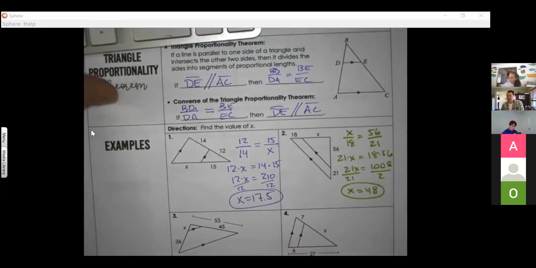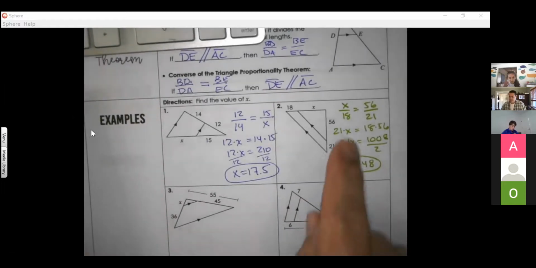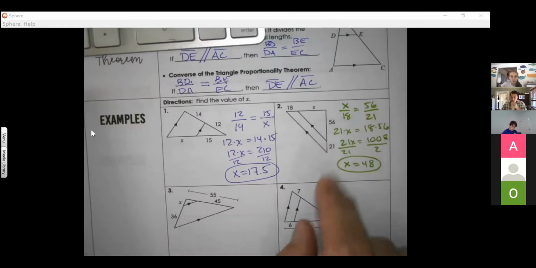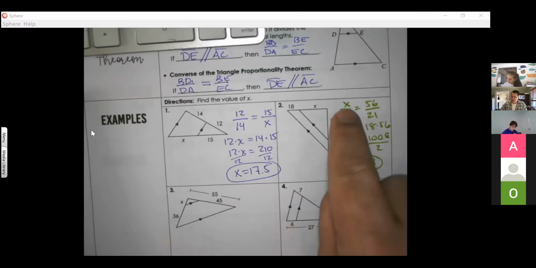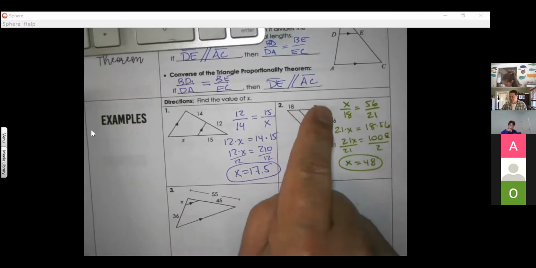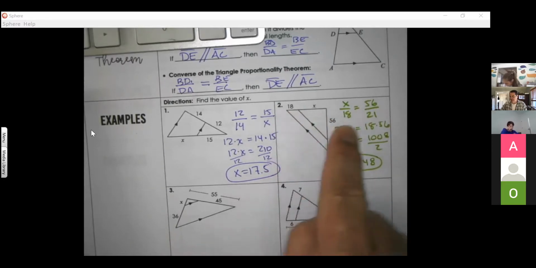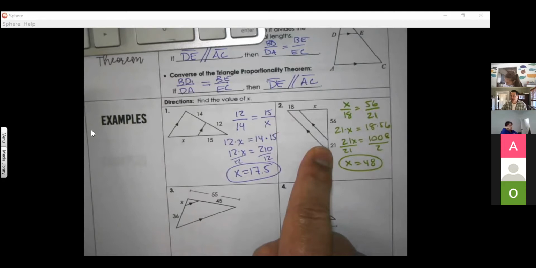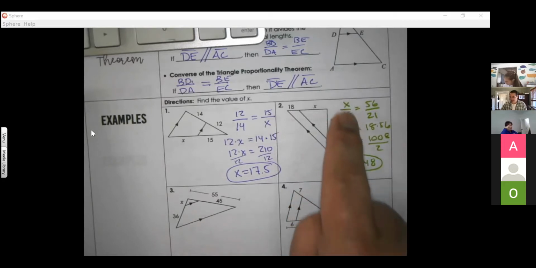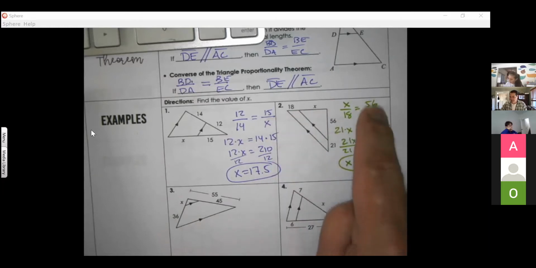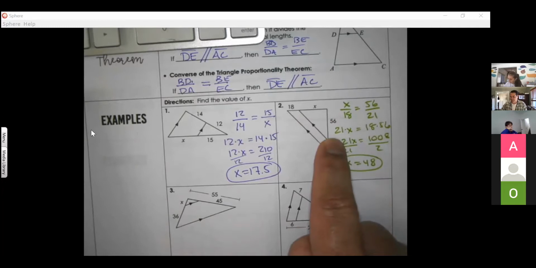How do you know which numbers go where? Do you mean in the original setup? This is like the discussion we had about the 6-pack. You need the horizontals to match. In other words, x and 56 are both part of the top triangle, whereas 18 and 21 are both part of these lower cut segments. So they've got something in common. And then x and 18 are both part of the same side of the triangle, and 56 and 21 are both part of the same side of the triangle.